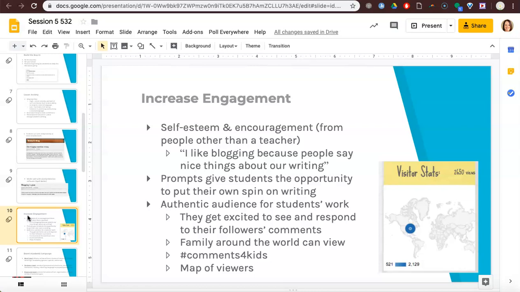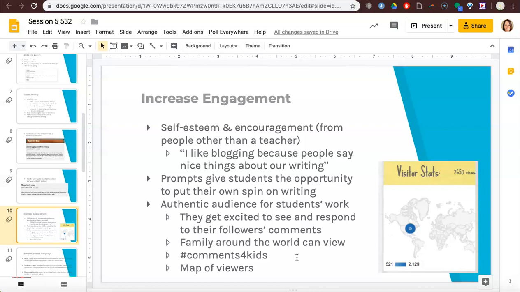And it gave them an authentic audience for students' work. So because a blog could be seen by anyone in the world, my students assumed it was being seen by anyone in the world, right? So they would be excited to see and respond to followers' comments. Usually the followers were in our neighborhood. But, and you can see this was the map from our blog, and it would put little blue dots by where people had visited. So most of the time it was by us. But family around the world has the possibility to view. So now, if you have parents or aunts and uncles or cousins or grandparents in other countries, they can see what students are doing in school, and that's very important.